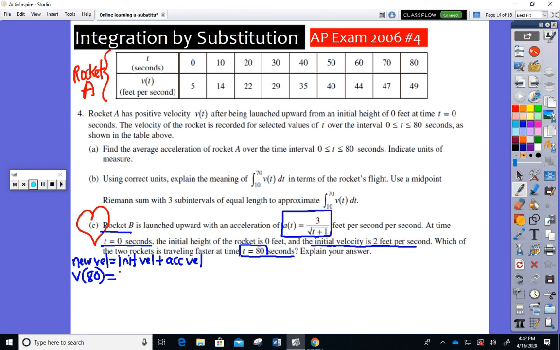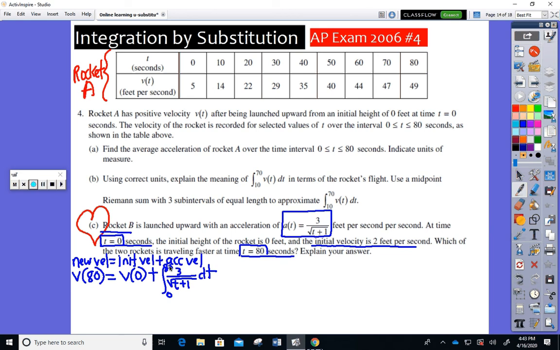Its initial velocity would be its velocity at 0 seconds. Now to accumulate, I've got an equals instead of a plus sign. To accumulate velocity, you have to integrate acceleration. So my acceleration equation is 3 over the square root of t plus 1 dt. I don't think I've left myself quite enough room to work, do you? So I'm going to take that from time 0 to time 80 because those are the two specific times in the problem.